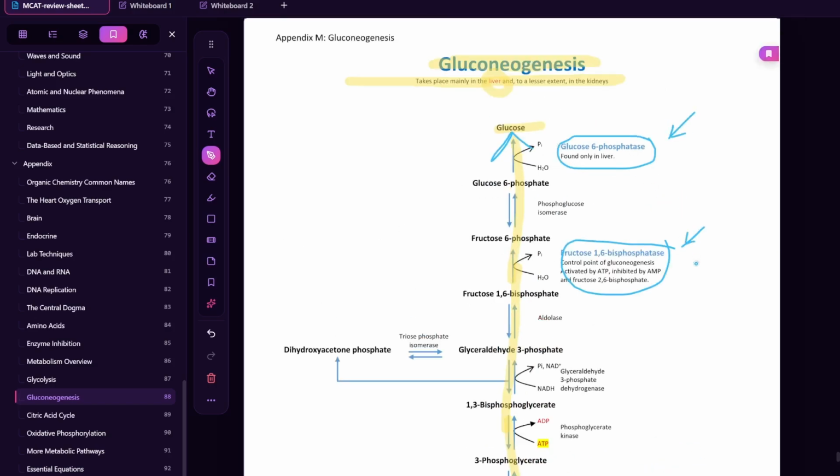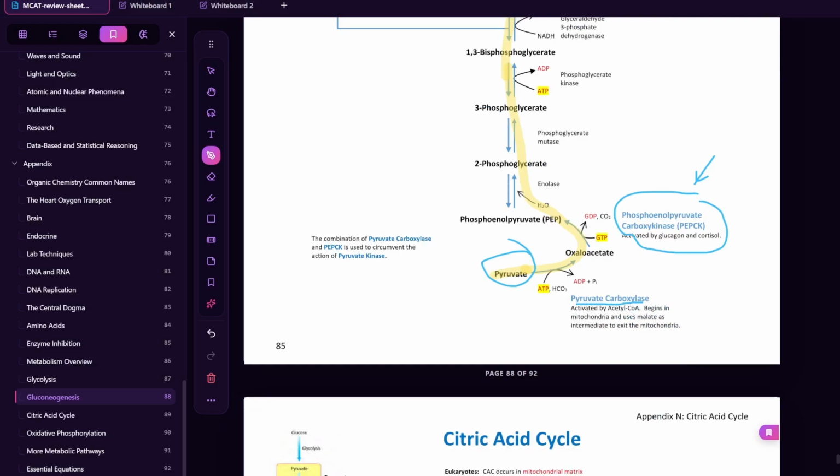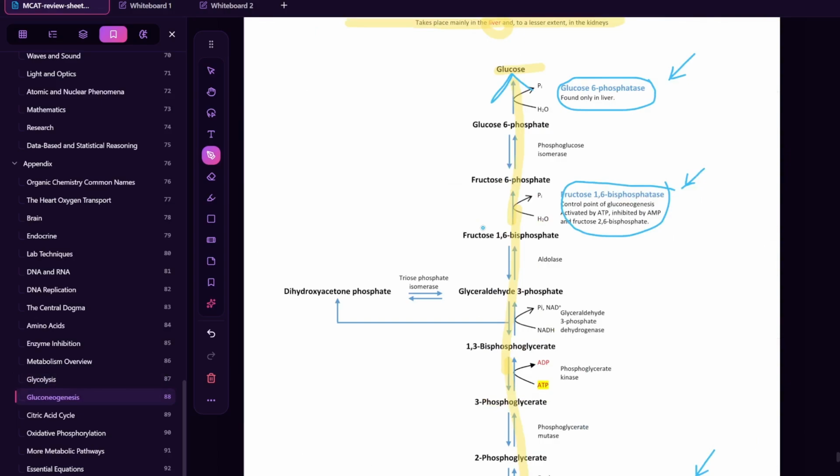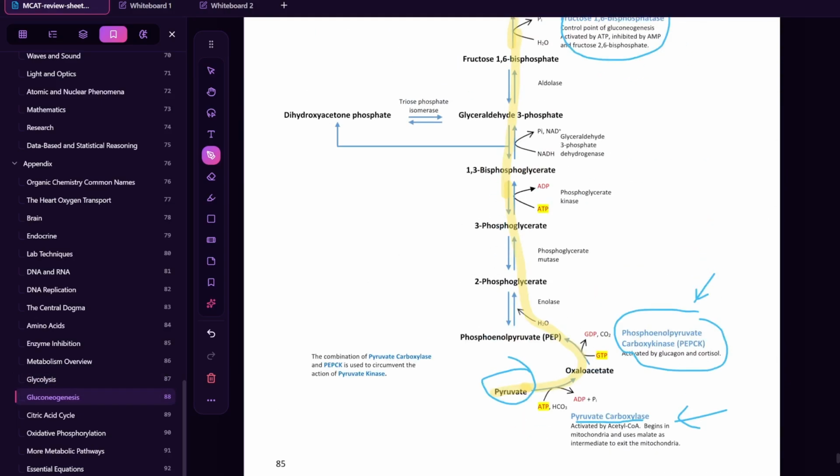So all of these ones that are highlighted in blue are all very important ones to memorize here. And same with this diagram here. And then most of the other stuff is just memorizing that pathway.